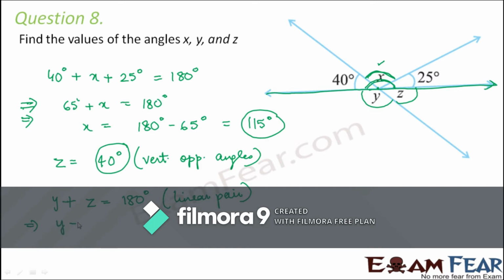Therefore, y plus 40 is equal to 180 degrees, or y is equal to 180 degrees minus 40 degrees, which is equal to 140 degrees. So this is how we could find out the values of x, which is 115 degrees, y, which is 140 degrees, and z, which is 40 degrees.